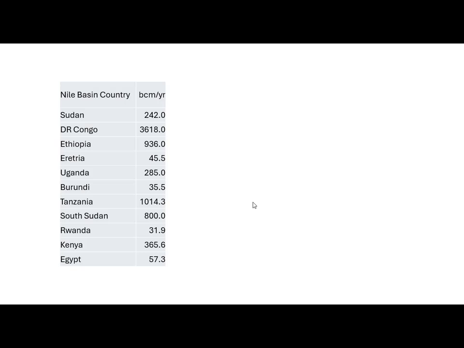Geographical locations. Excel can know the names, if they are spelled right, of course, of countries around the world. And this is the Nile Basin. It's another water example where for each Nile Basin country we have the renewable water in billion cubic meters per year.